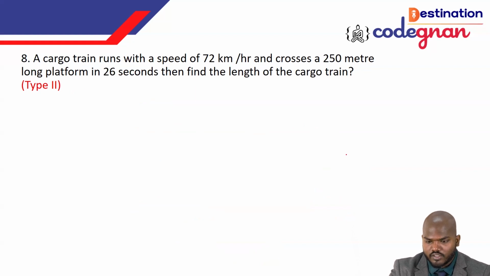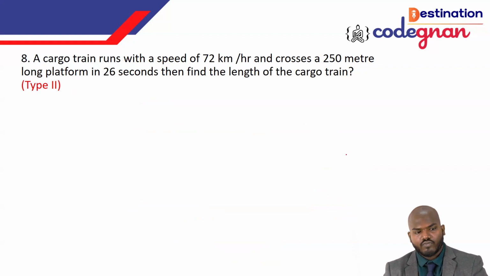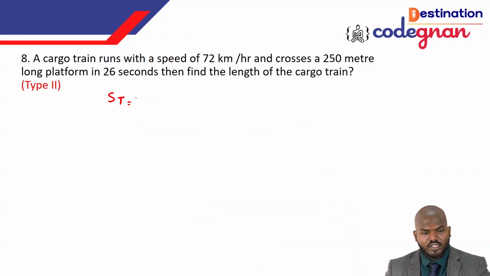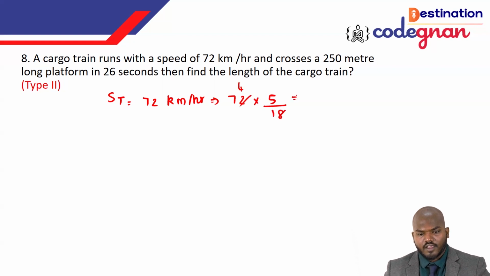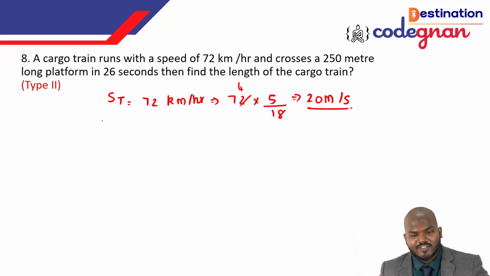A cargo train runs at 72 kilometers per hour and crosses a 250 meter long platform in 26 seconds. Then find the length of the train. Here the speed of the train is 72 kilometers per hour. Since everything is given in meters and seconds, you need to convert it to meters per second by multiplying by 5 by 18. 18 times 4, that will give you 20 meters per second. Speed of the train is 20 meters per second.